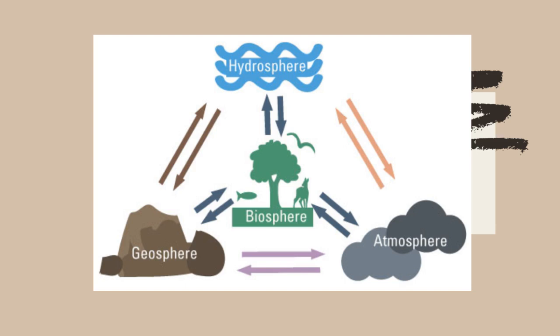The third one is the atmosphere. This is the part of the Earth that includes the mixture of gases that surrounds the planet, and it also protects the Earth from harm from outside objects. Lastly, we have the biosphere. The biosphere is where all forms of life exist, and it is sometimes thought of as one large ecosystem, a complex community of living and non-living things functioning as a single unit.